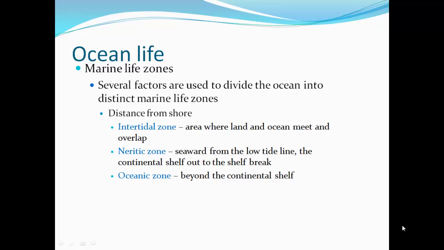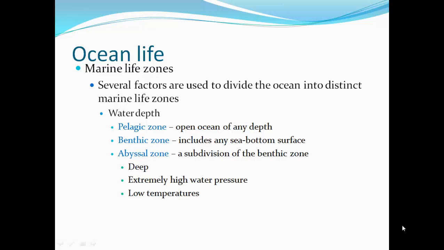Another factor to categorize marine life zones is distance from shore. The intertidal zone is the area where land and ocean meet and overlap. The neritic zone is seaward from the low tide line and the continental shelf, out to the shelf break. And then the oceanic zone, the zone beyond the continental shelf.